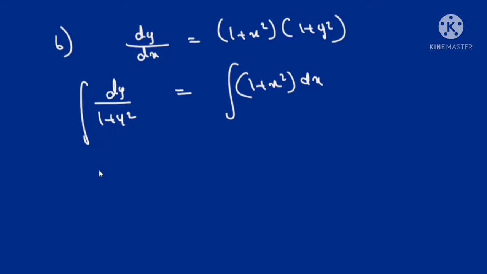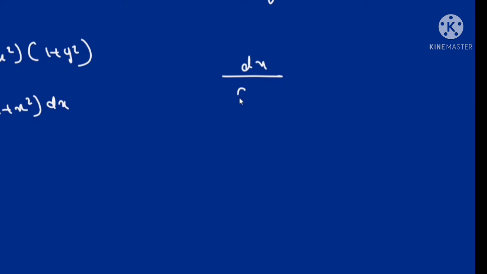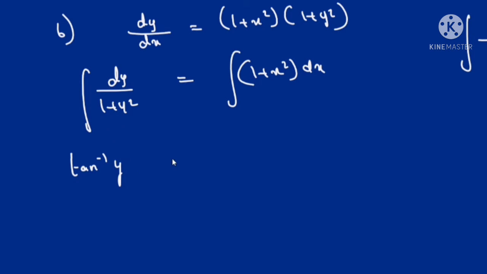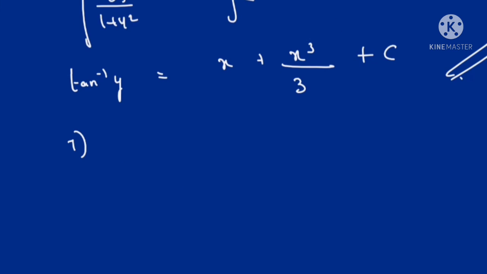There is no root. What is integration? Tan inverse y. The integral of dx by a^2 + x^2 is 1 by a tan inverse x by a. So here a is 1, a square is 1. The right side is x plus x cube by 3 plus c. So that's the answer.